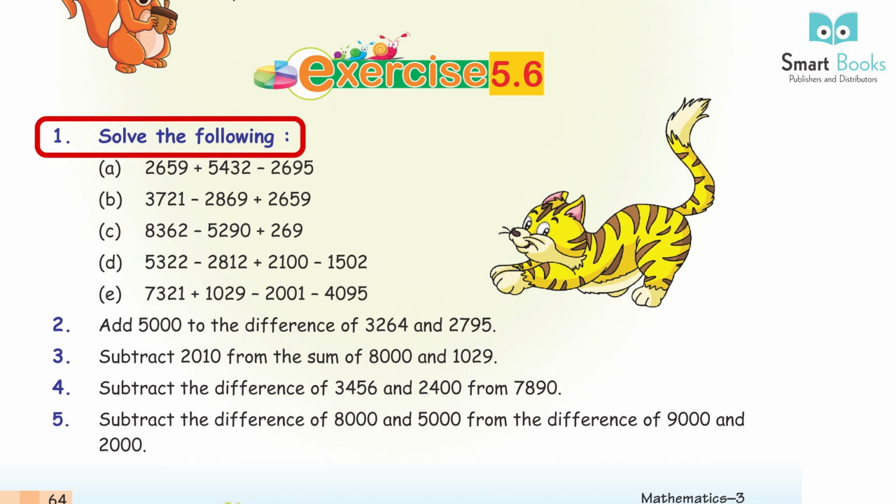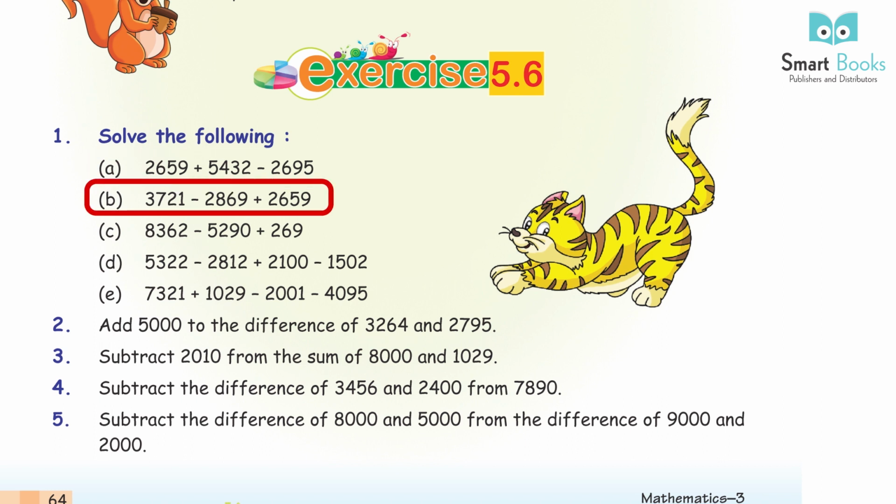Exercise 5.6. Question 1. Solve the following. A. 2,659 plus 5,432 minus 2,695. Answer 5,396. B. 3,721 minus 2,869 plus 2,659. Answer 3,511.